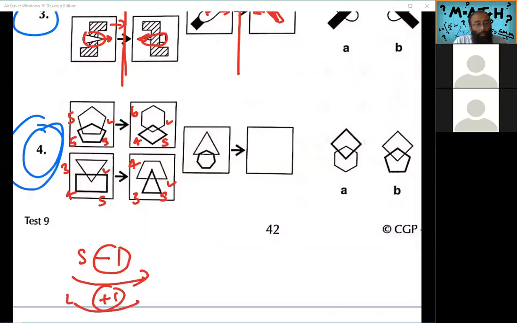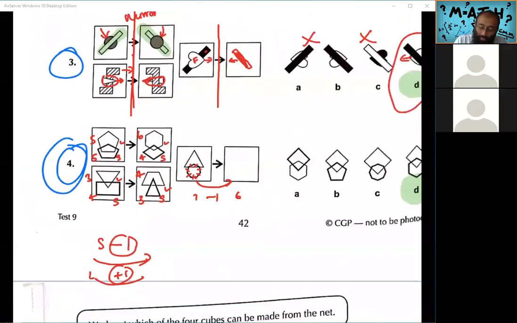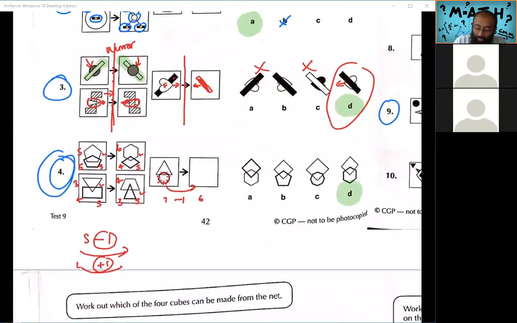Okay. So this is the solid one first. We have to minus 1 side and we go from there to there, minus 1 side. So you got 1, 2, 3, 4, 5, 6, 7. So 7 minus 1 is 6. So we're looking for a 6-sided dark shape on the bottom, 6-sided.